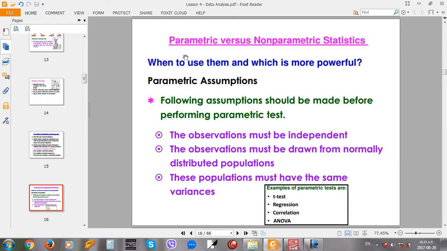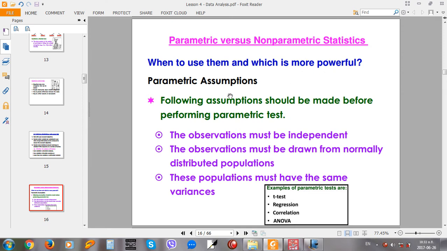One is the parametric test, the other one is the non-parametric test. In this lesson we are going to talk about the parametric test, and you can learn about the non-parametric test in the next semester. There is a separate course called non-parametric tests, so you can learn those things in that course. Here we are going to consider the parametric test, when we use them, and which is more powerful.